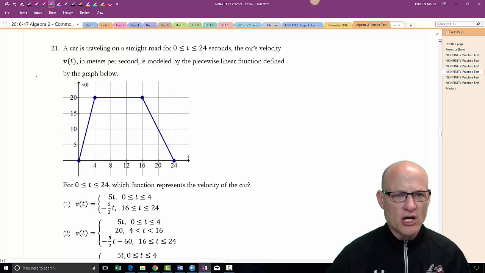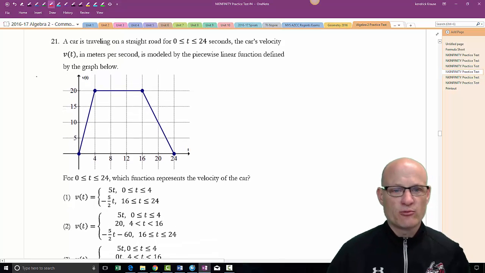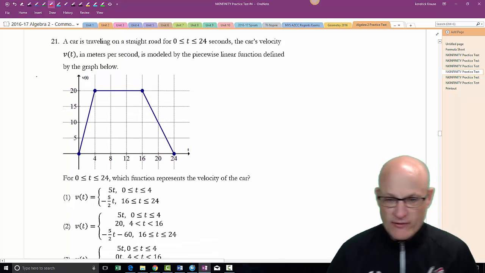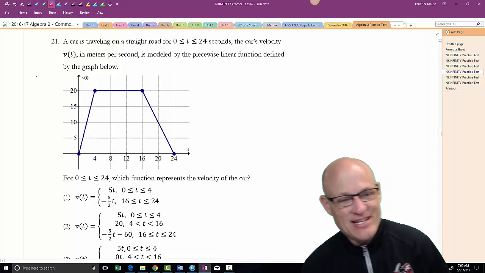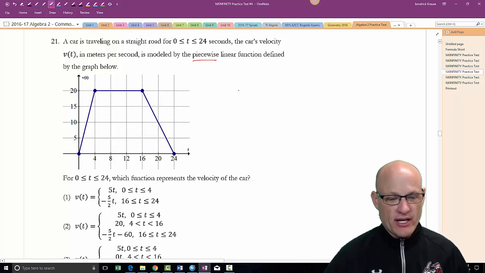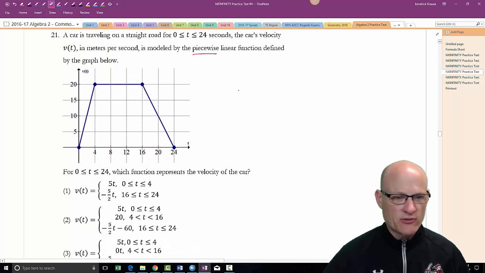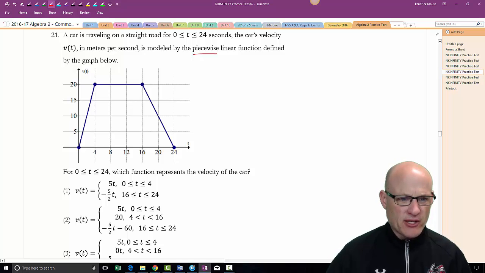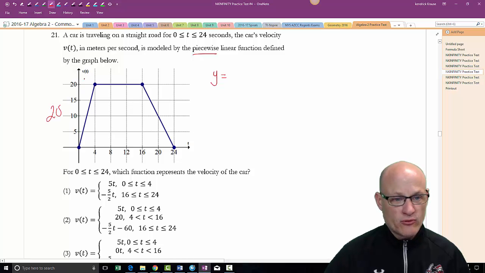A car traveling on a straight road for, looks like, 24 seconds. The car's velocity, v of t, is measured in seconds. So really, it's just a piecewise function that we have to create. Let's look at this first piece. This first piece has a slope of up 20, so it's a linear function. So it's y equals up 20 and over 4.